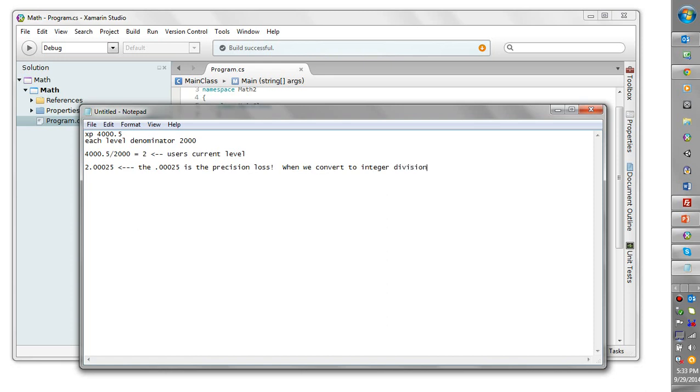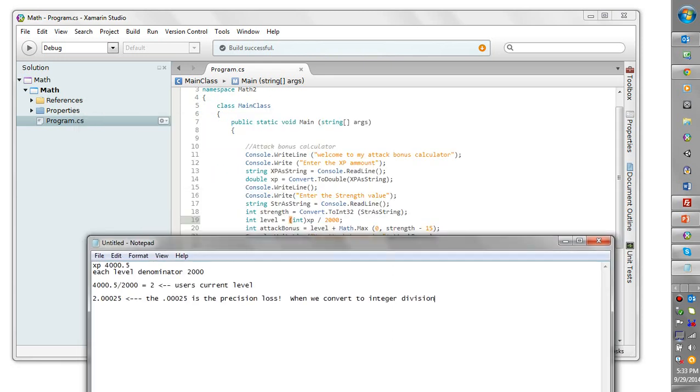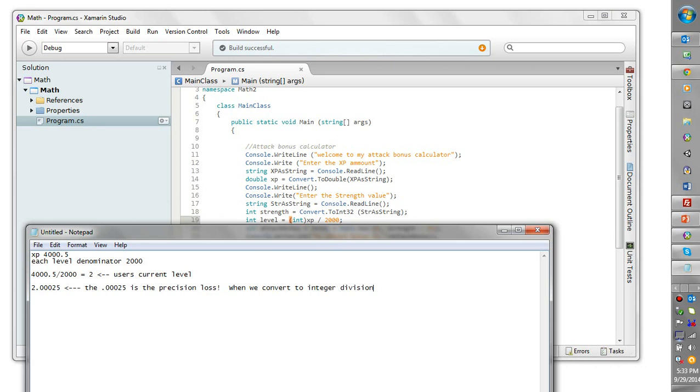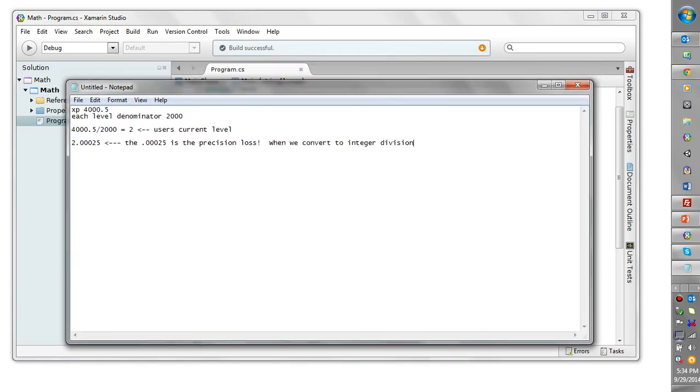So it's important to note that that is what you're essentially telling the compiler at this point in time: to never mind the fact that there's going to be precision loss, explicitly convert that to 4,000. So that's what happens if we do not convert.